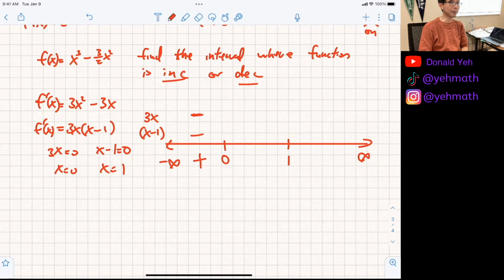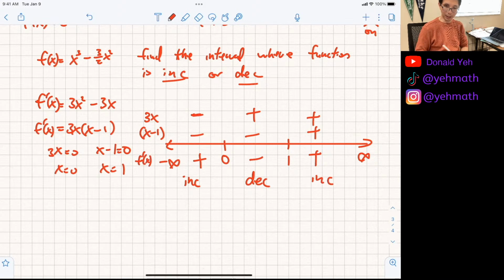Am I going too fast? Okay. I'm going to plug in between 0 and 1. Which value am I going to plug in? 1/2. Okay, 1/2 plugged into 3x. Am I going to get positive or negative? 1/2 minus 1. Good. So positive times negative is what? Negative. Good. And I'm going to plug in 2. So positive, positive, positive.